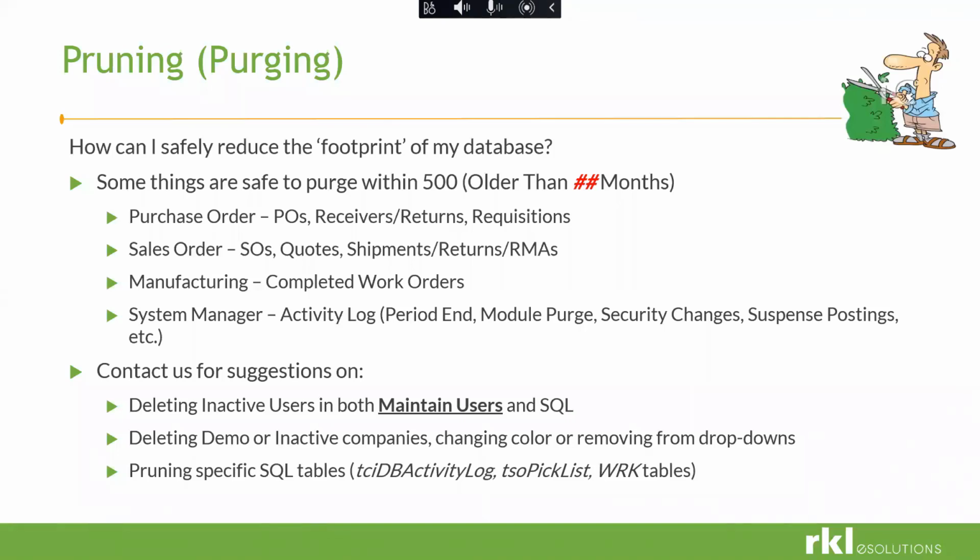In manufacturing, you can purge completed work orders. A lot of people purge those even after just a few months. It's internal, it doesn't mean a lot. And then under System Manager, there's an activity log area where you can run purges of various general system things. I can't get into it too deep in this.